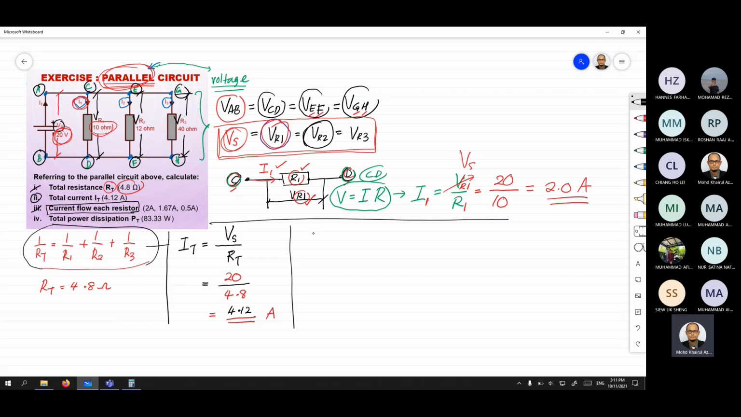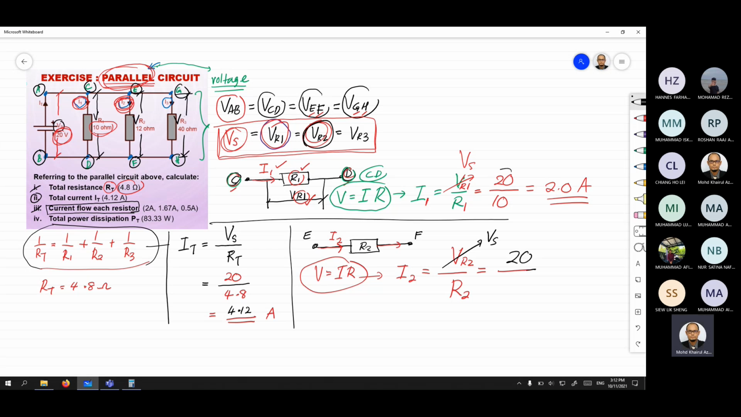Do the same for VR2. Okay. So bila saya nak tengok VR2 ni, so VR2 ini dia datang daripada point E, and then kita ada R2, dan kita ada point F. Current yang masuk ialah I2, and then keluar sini pun I2 lah. So again, use the formula of V equal to IR. Jadikan I2 sebagai tajuk. So your V here is actually your VR2 lah. Then your R here is R2. Again, VR2 is equal to your V supply. So put 20. Same. Then your R2 is 12. So 20 divided by 12 is how much? Berapa value dah? Tolong kira kejap.